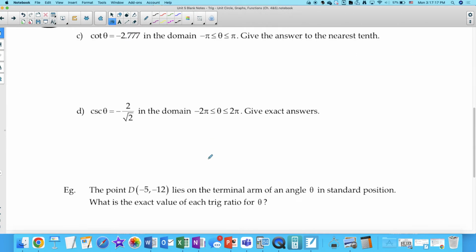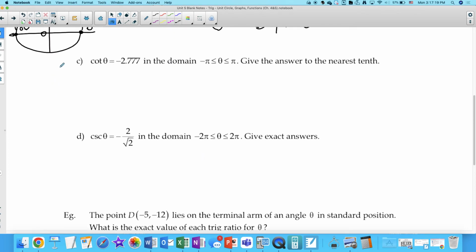Third, the cotan of an angle equals negative 2.777 in the domain negative pi less than or equal to theta less than or equal to pi. Give your answer to the nearest tenth. Okay, so guys, when I'm working with these reciprocal trig ratios, my first step is to figure out the primary one and work from that.